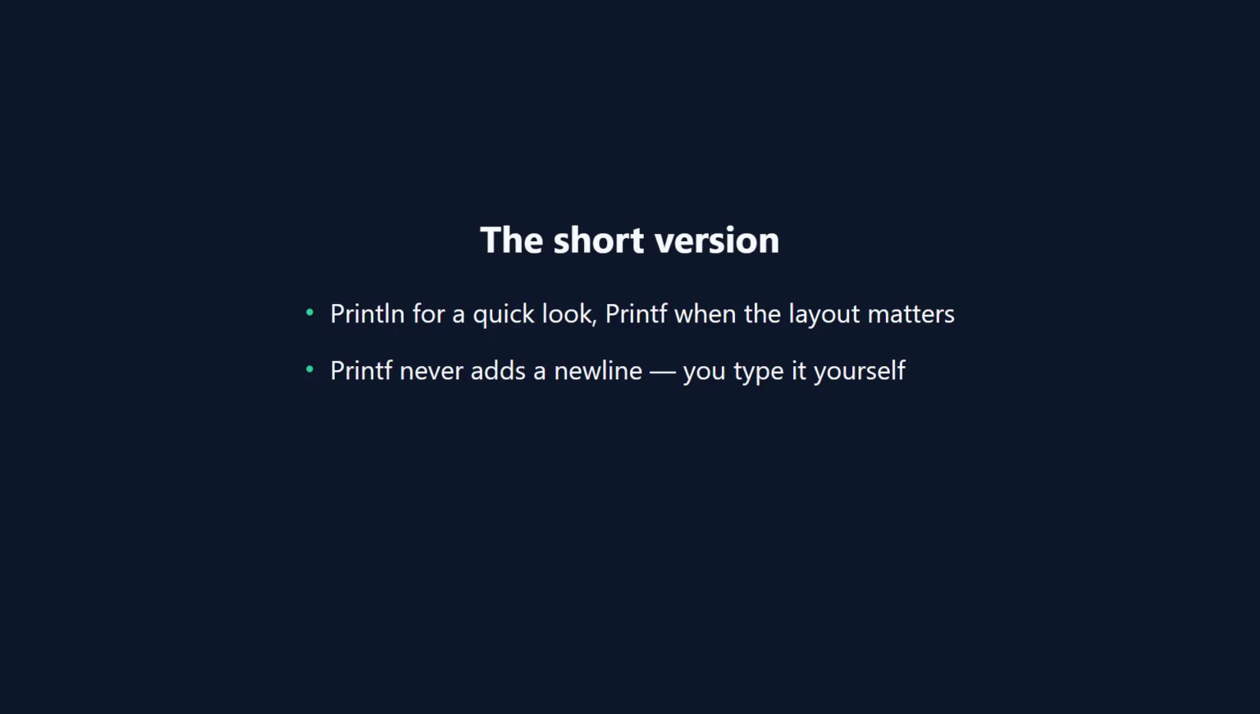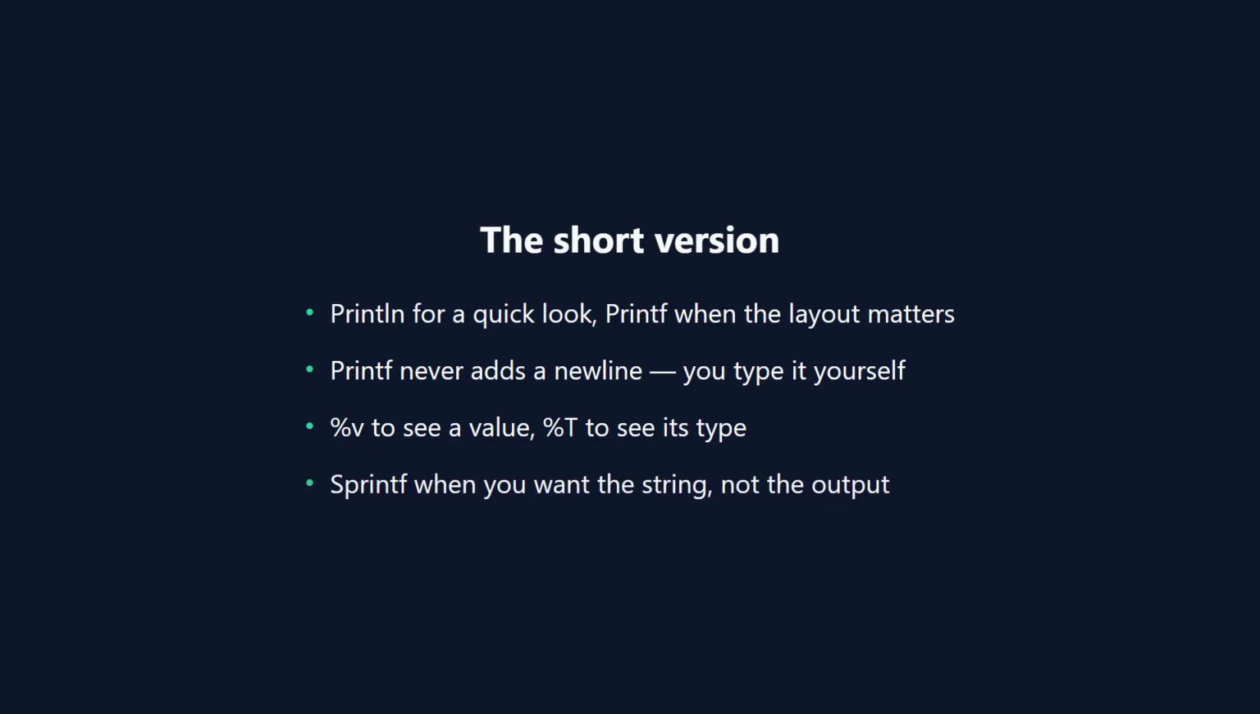4 things to carry away. Println, for a quick look at something. Printf, when the shape of the line actually matters. Printf never adds a new line for you. You type it yourself, every time. %v when you want to see a value. %T when you want to know what it is. And Sprintf when you want to keep the string rather than print it. That is genuinely most of what you need from fmt.